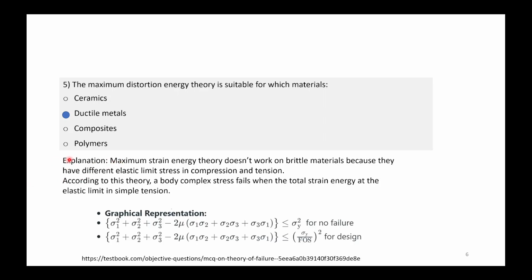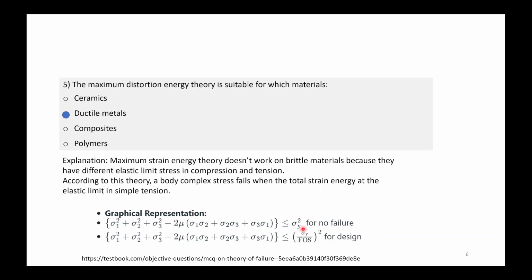And we can explain this by saying that the maximum strain energy theory doesn't work on brittle materials because they have different elastic limit stress in compression and tension. According to this theory, a body under complex stress fails when the total strain energy at the elastic limit is the same as in simple tension. And by using these formulas, these are the conditions that I used.